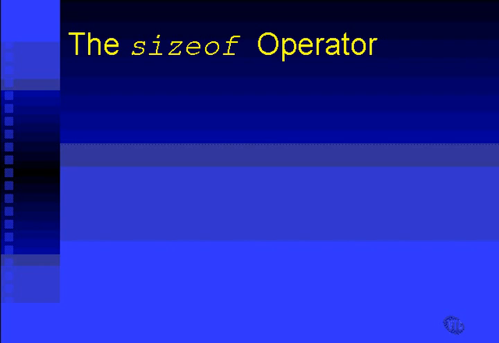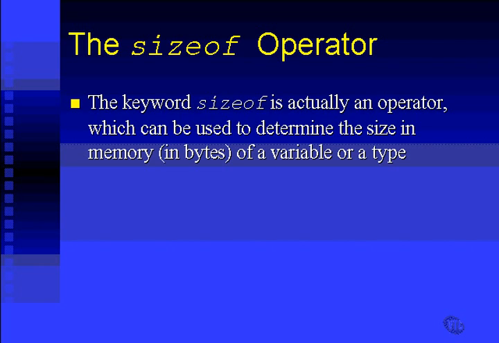In other words, if you've got two variables, x and y, and you add them together, it determines that result when the program is running. Sizeof determines its result when the program is compiling. Anyway, let me tell you exactly what sizeof does. It determines the size in bytes of a variable, or even of a type.